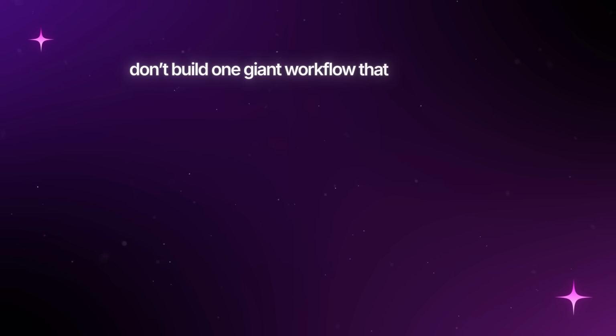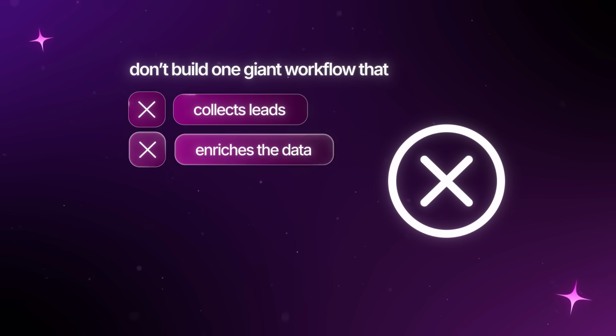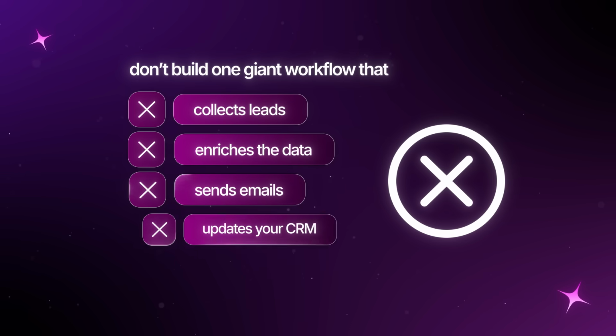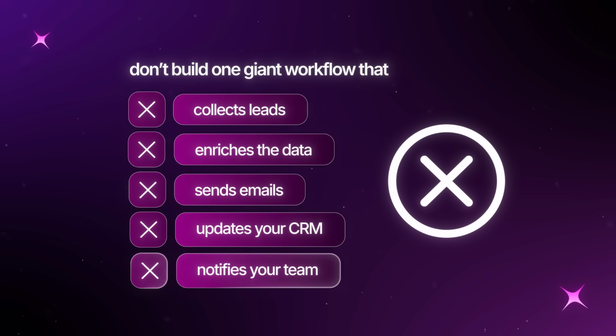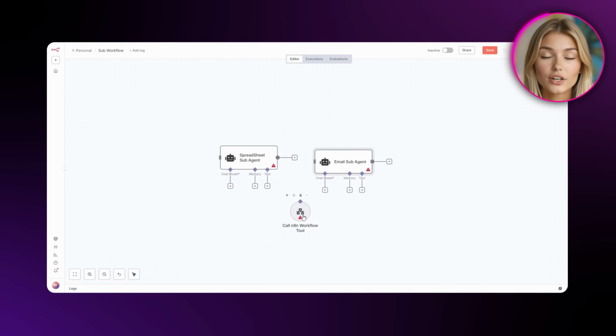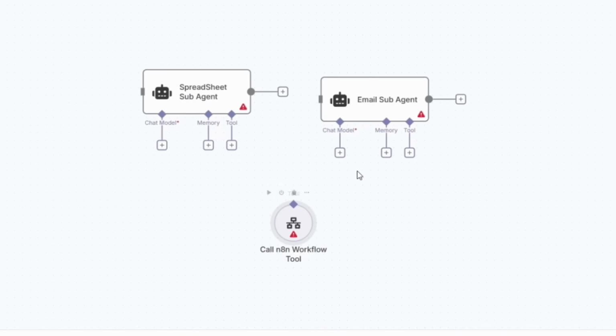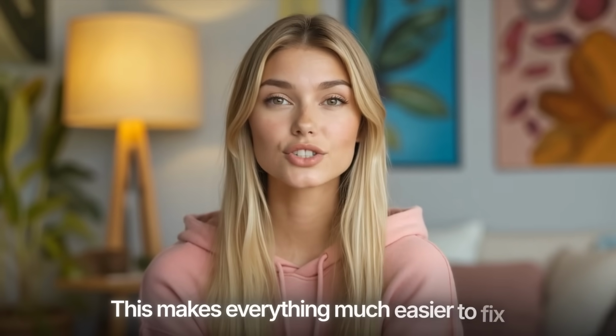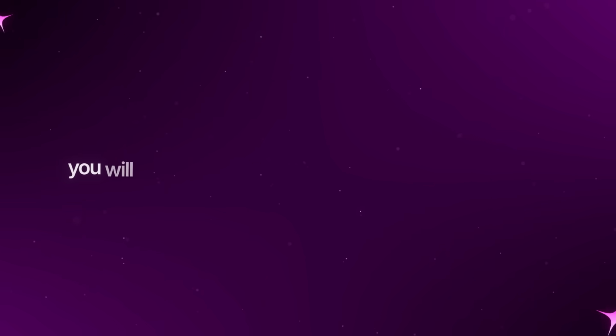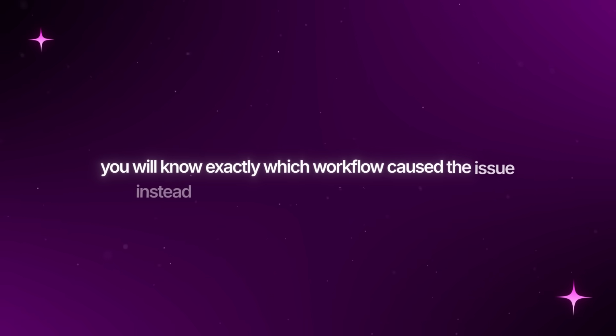Instead of building one workflow that does 10 things, build 10 workflows that each do one thing really well. For example, if you want to automate your lead management, don't build one giant workflow that collects leads, enriches the data, sends emails, updates your CRM, and notifies your team. Instead, create a separate workflow for each step, and then link them together using the Call n8n workflow tool. This makes everything much easier to fix. When something breaks, and trust me, it will, you will know exactly which workflow caused the issue instead of digging through hundreds of nodes.